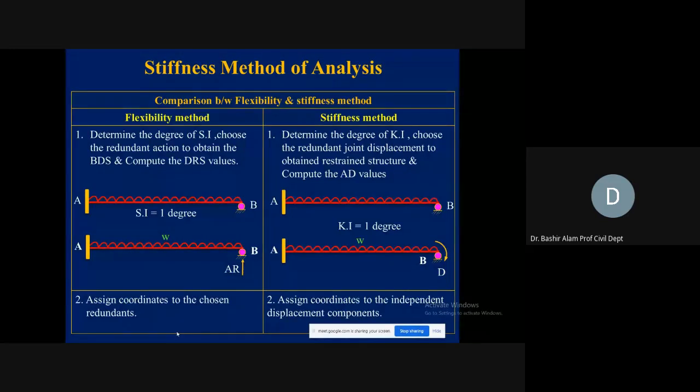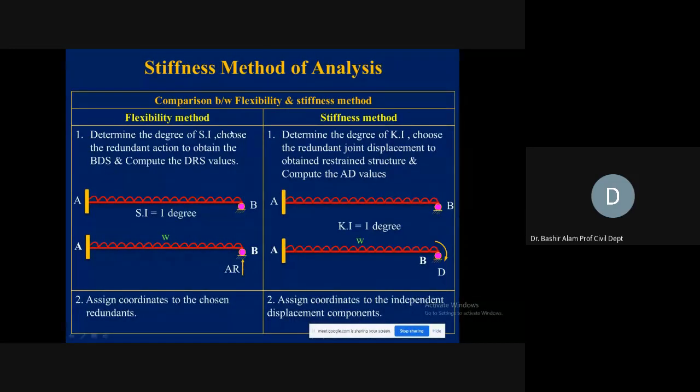Now, comparison between the flexibility and stiffness method. In the flexibility method, what we do first is determine the statical indeterminacy. In the stiffness method, what do we do? Determine the kinematic indeterminacy. In the flexibility method, choose the redundant actions to obtain the BDS.